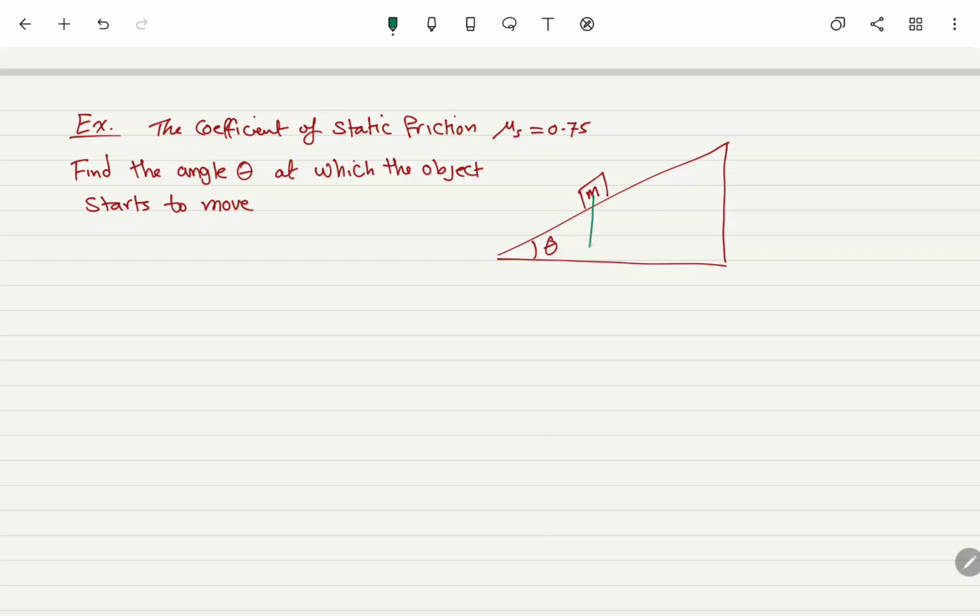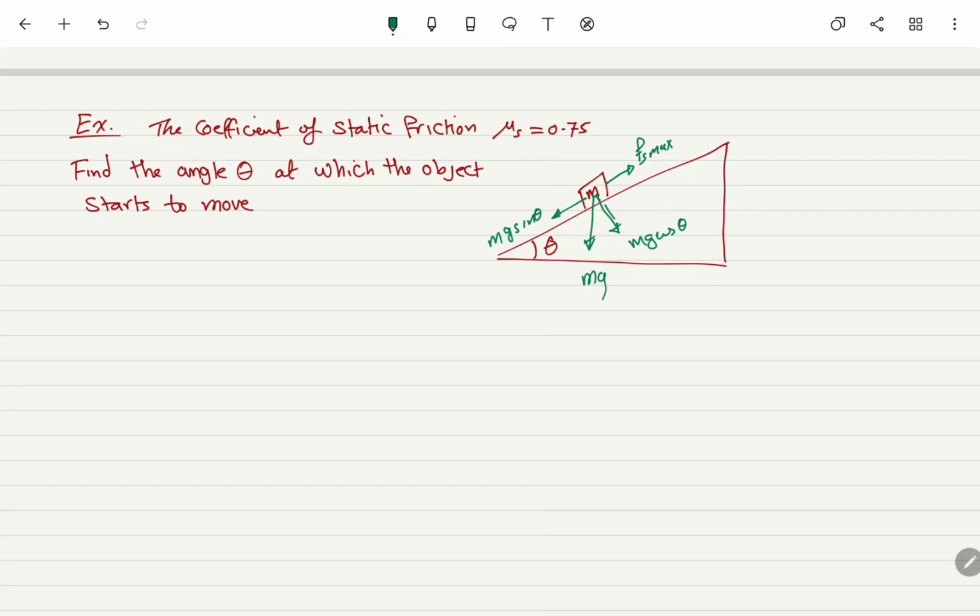Now the weight is directed downward. It's mg, and since we have theta here, the components are mg cosine theta, and this one here is mg sine theta. Since we have a frictional force, it will be somewhere like this. So this is Fs, and now it should be Fs max.